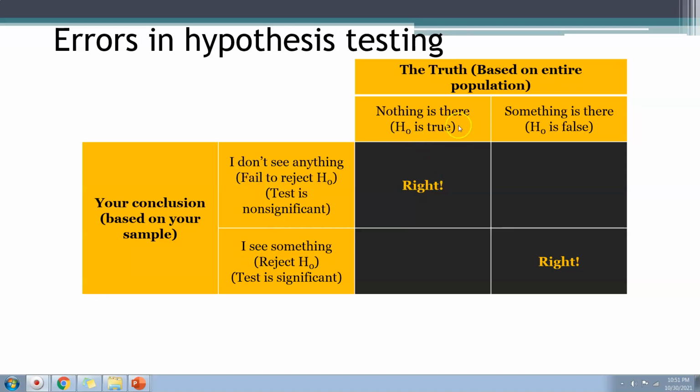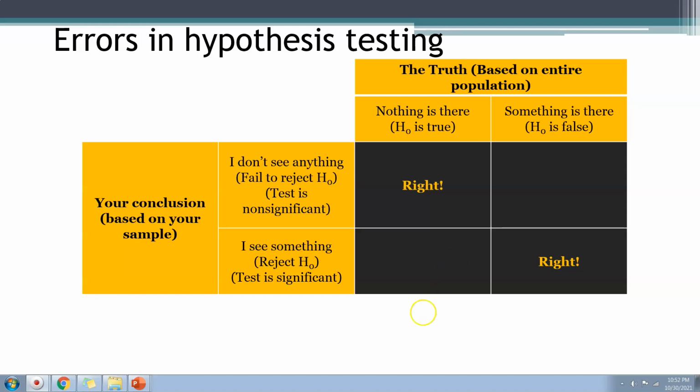So if H0 is true, we hope that we would fail to reject H0. So if the person is innocent, we hope that we would not convict them. That would be a correct conclusion. If H0 is false, if the person is actually guilty, we hope that we would find them guilty. So we hope that we would reject H0, and that would be a correct conclusion. There are two kinds of errors then that we could make. We could convict somebody wrongly, or we could acquit somebody wrongly.